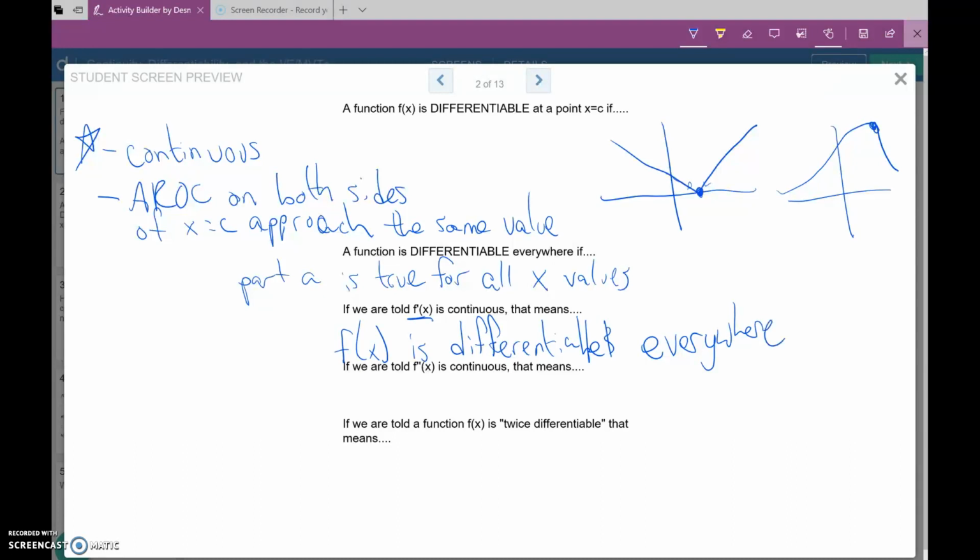If we're told f double prime is continuous, then that means that both f of x and its derivative are differentiable everywhere.